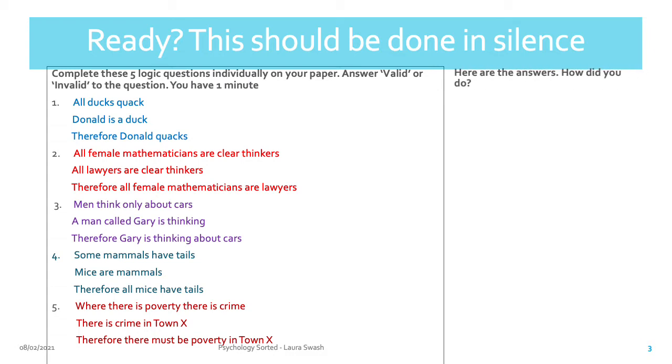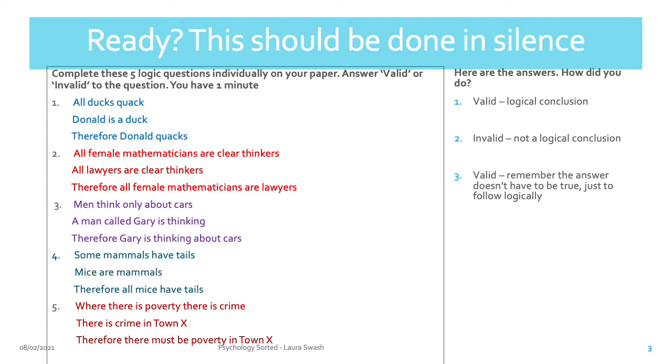How did you do? The first one was valid, and the second one was invalid. Now these two were quite easy. The first one followed logically from the premise, and the second one clearly didn't. The third one's a little bit harder. Remember, the answer doesn't have to be true. It just has to follow logically.